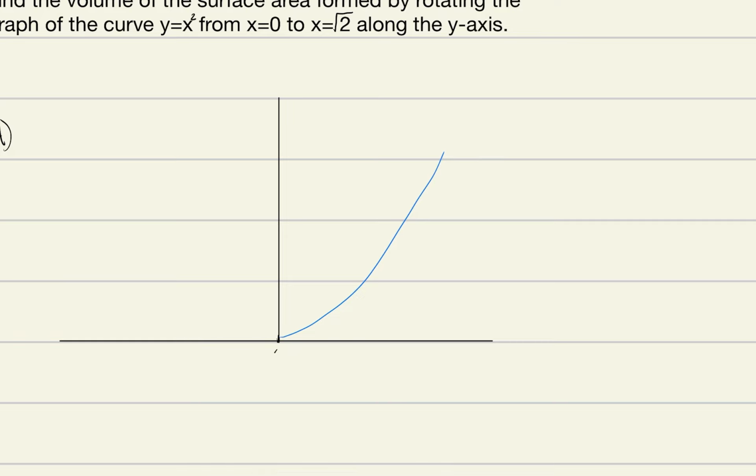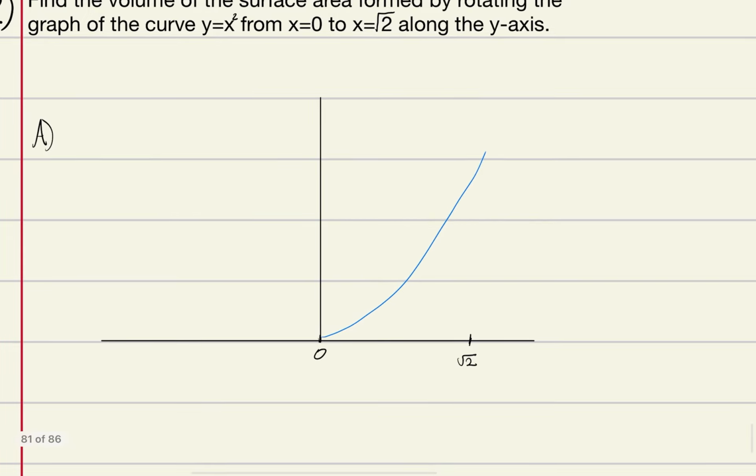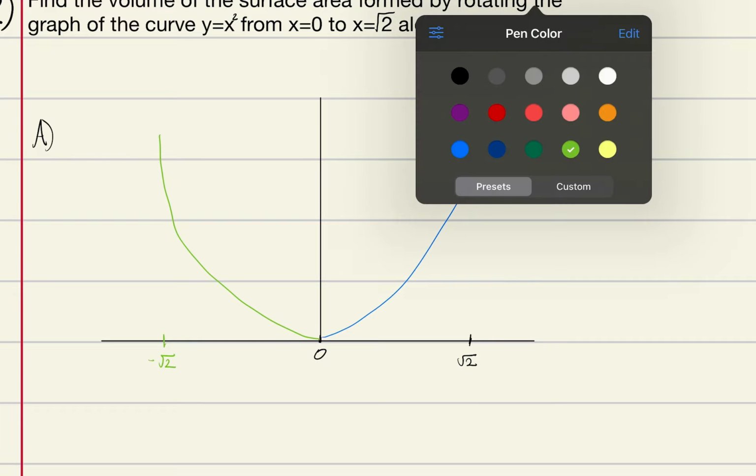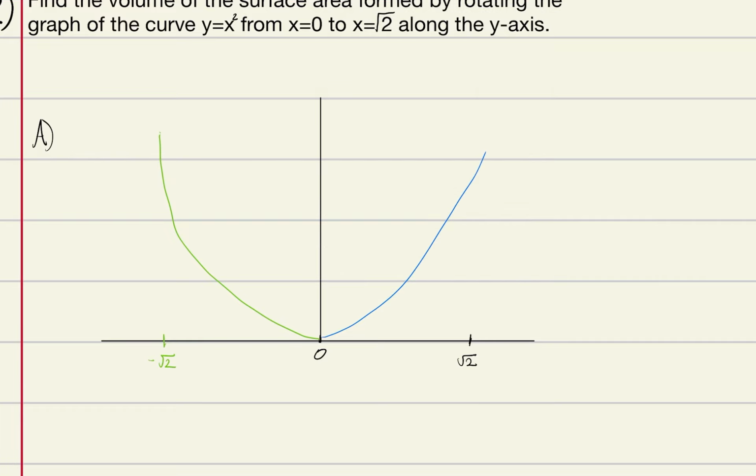So this will be 0, and we'll say this is square root of 2. Next, it needs to be rotated along the y-axis. So we'll get something like that. This would be negative root 2. And we'll show the 3D aspect of it just to prove it's been rotated.